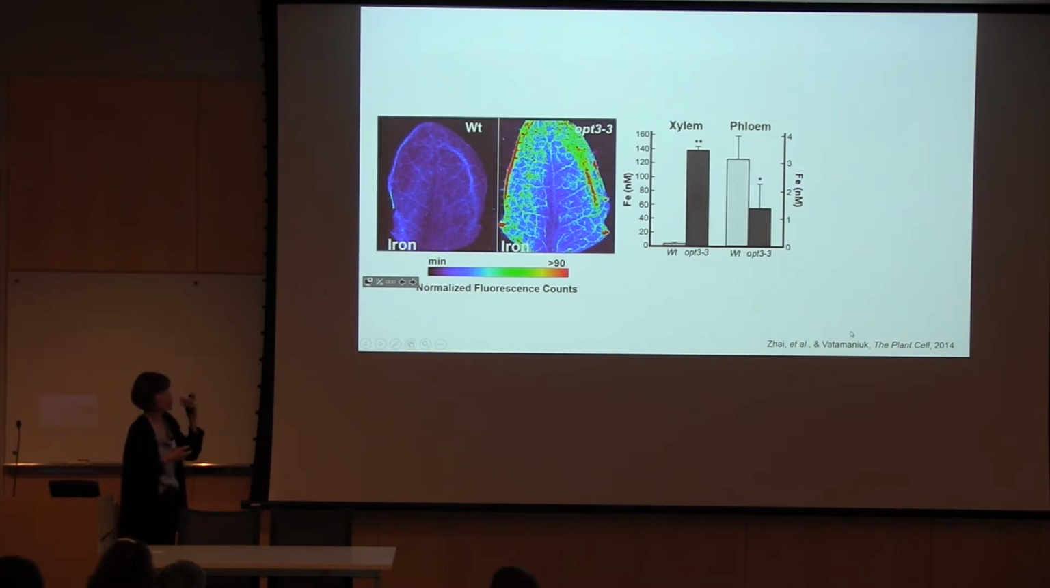And so the next question was, okay, that's the mutant for OPT3, so what is OPT3 doing? The next step was that we have to know where OPT3 localizes. Is it in the xylem? Is it in the phloem? Because that can tell us what it does. Is it moving iron from the xylem, and then the mutant hyperaccumulates it in the xylem, or does it somehow move iron from the xylem into the phloem, so that the mutant cannot load the iron into the phloem?